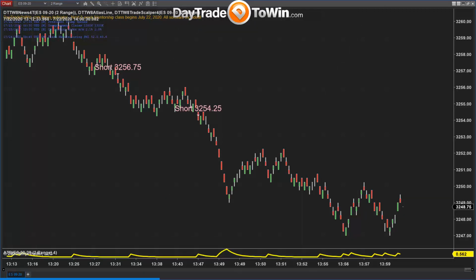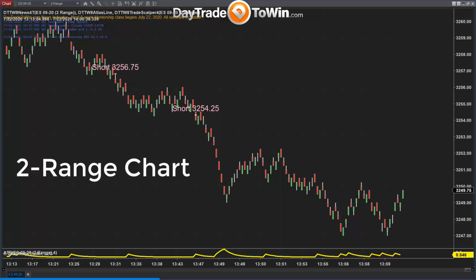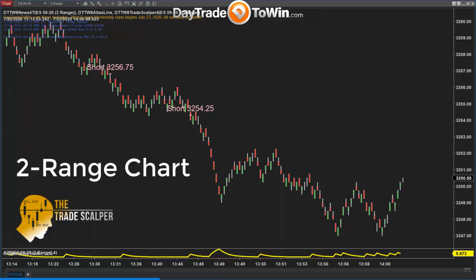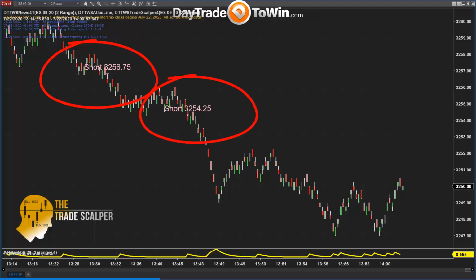Now I have a 2-range chart. This is going to be a 3-minute video on the TradeScalper, a signal that has just taken place, and I recorded it. I took the trade. I wanted to show everyone how the trade turned out, especially for those of you who are on the fence about getting the TradeScalper. First, you see on this 2-range chart the two short signals, 32.56.75 and 32.54.25.